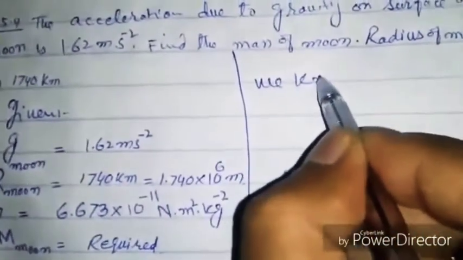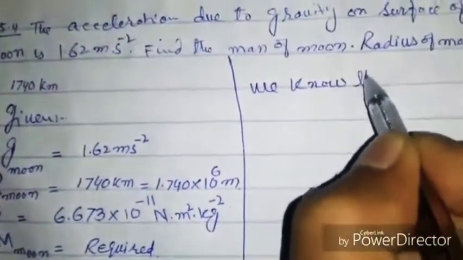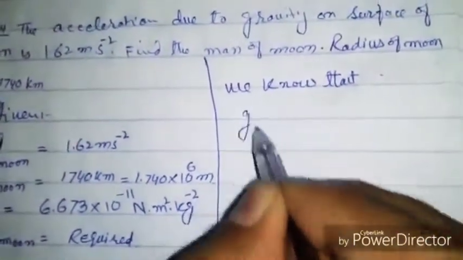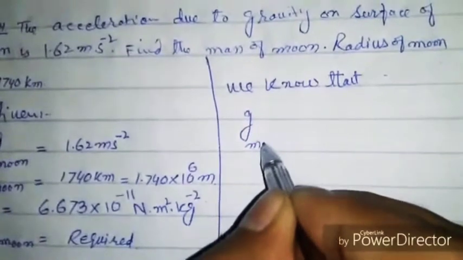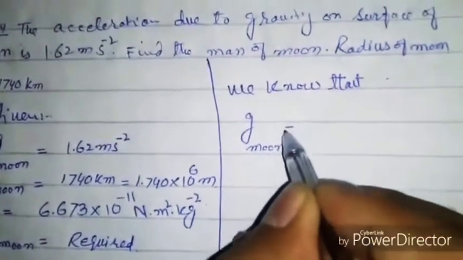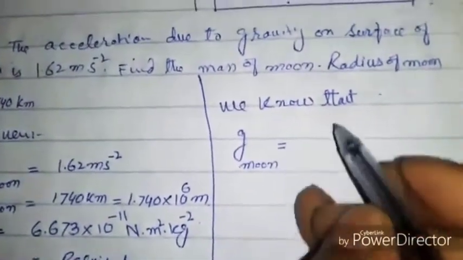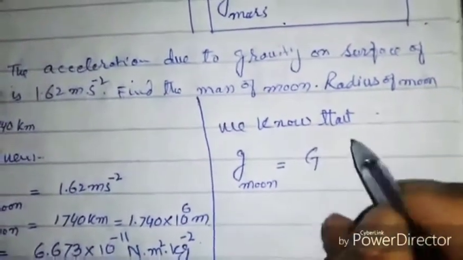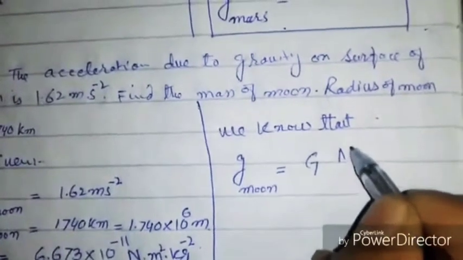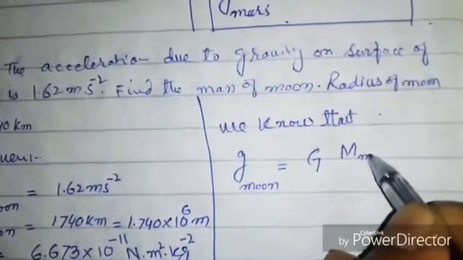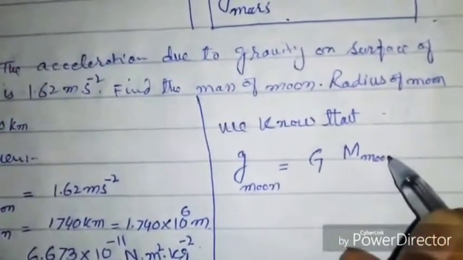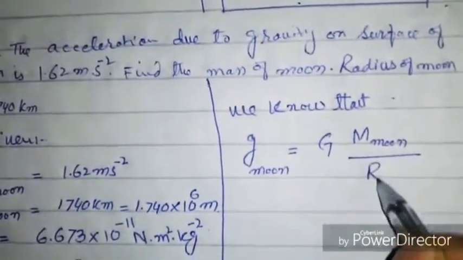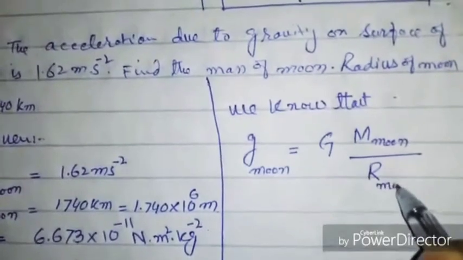We know that g at moon is equal to G into mass of moon over square of the radius of the moon.